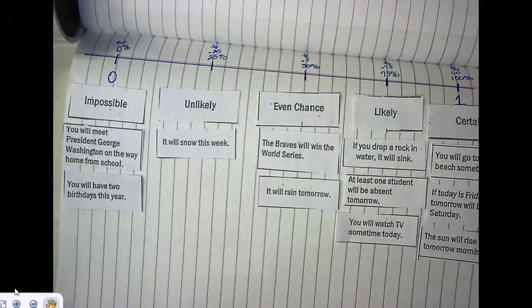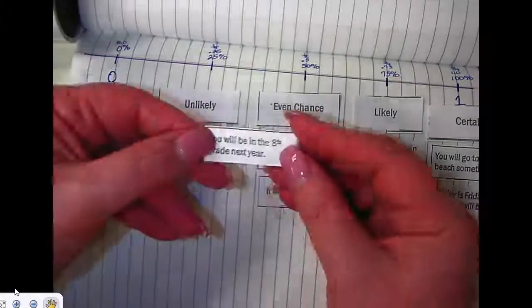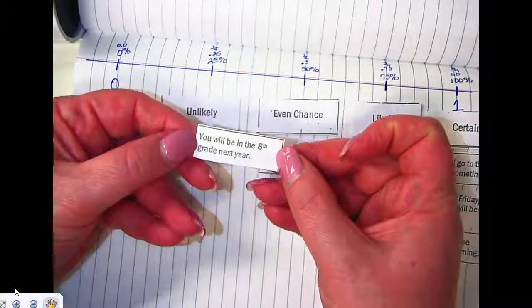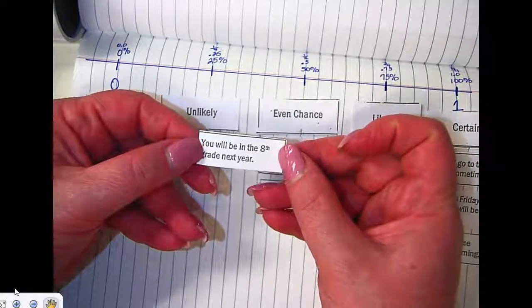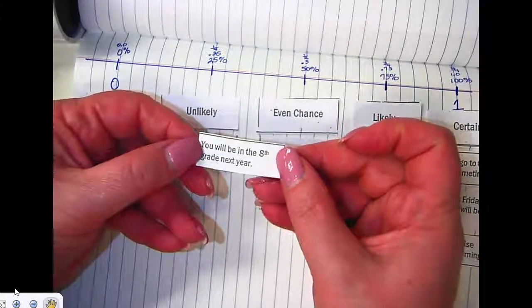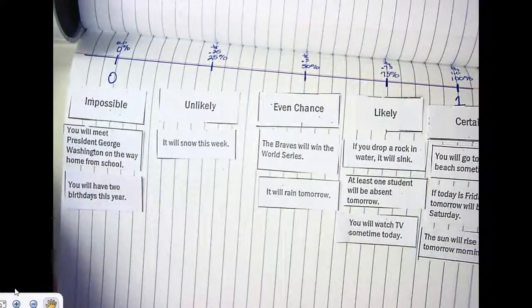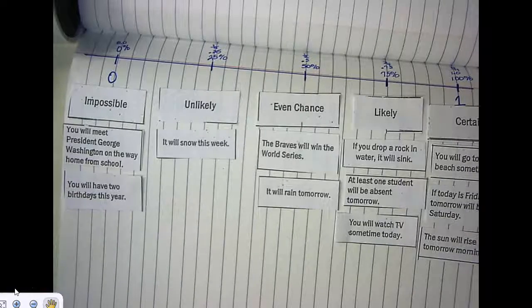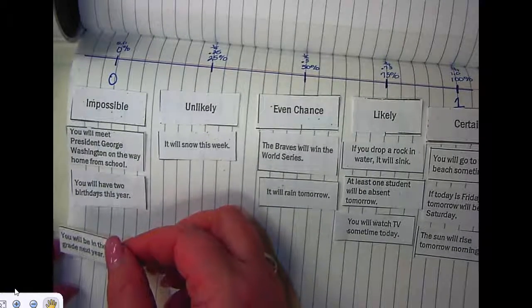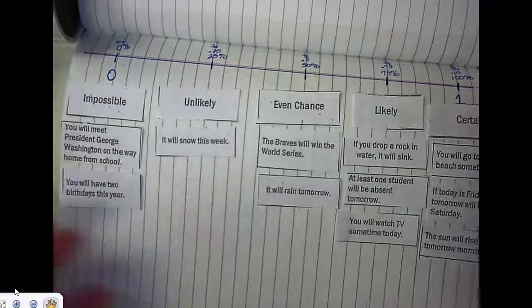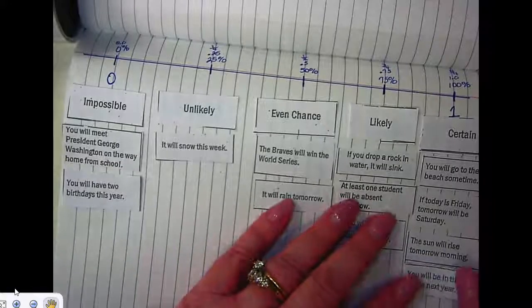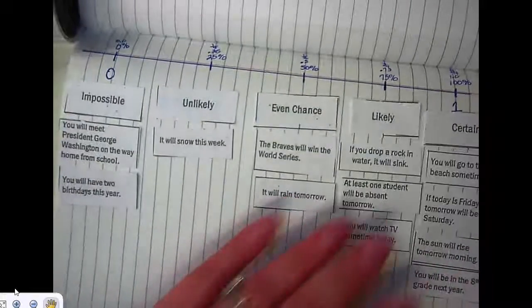All right, this one's rather personal. I would think most of you would have the same answer. You'll be in 8th grade next year. Well, we don't know that because I put unlikely. I'm going to put certain because I'm hoping for the best. Just put it where you feel like it belongs. I'm going to put mine at impossible because I'm not going to 8th grade. But since this is Shelby's, I'm going to put it over here under certain.